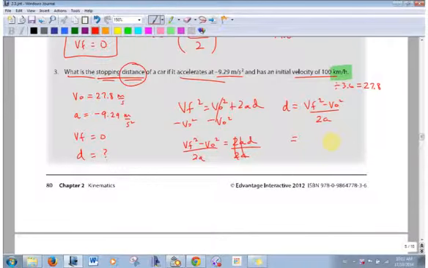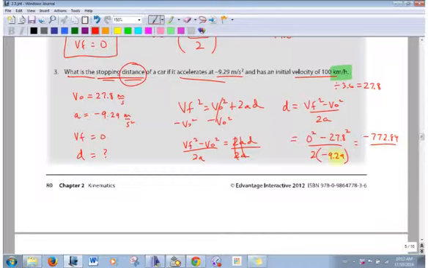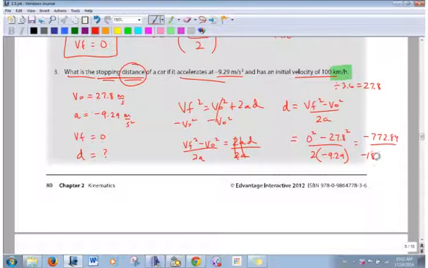Okay? So what's VF? 0. What's VO? 27.8. All over 2 times negative 9.29. So, BEDMAS says I want to do that first. Right? Take an exponent before you take the minus. That's not in brackets here. So that's 772.84 negative. And down here, that's not 2 minus 9.29. It's 2 times negative 9.29. So that's negative still, 18.58.